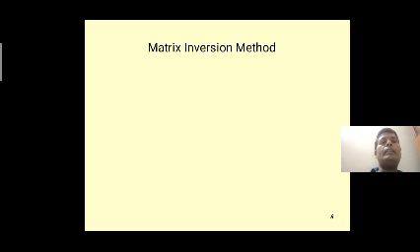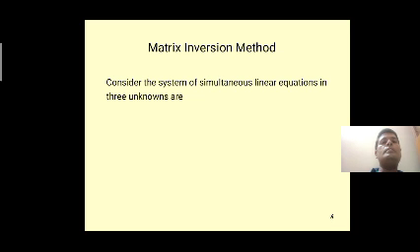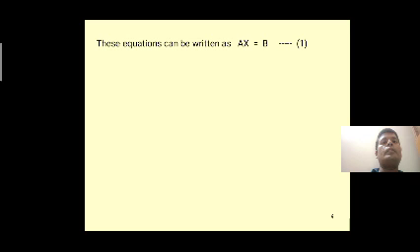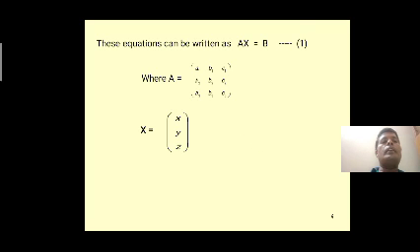Now we go to the matrix inversion method. Consider the system of simultaneous linear equations in three unknowns: a1x plus b1y plus c1z equal to d1, a2x plus b2y plus c2z equal to d2, a3x plus b3y plus c3z equal to d3. These equations can be written as AX equal to B, that is equation 1, where A is the matrix a1 b1 c1, a2 b2 c2, a3 b3 c3, X is x y z, and B is d1 d2 d3.